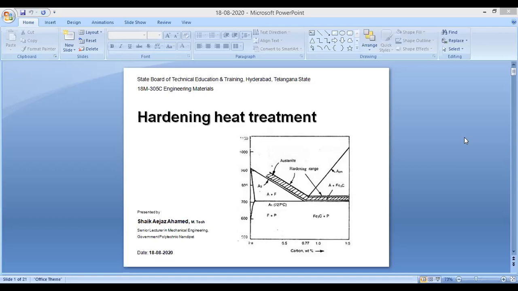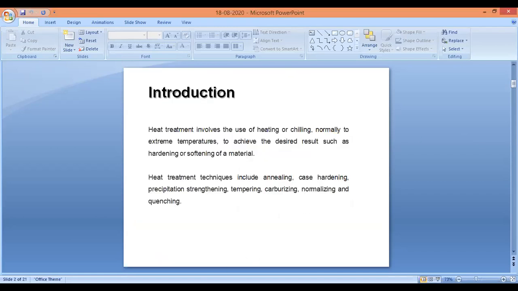Before proceeding to hardening heat treatment, let us understand the meaning of heat treatment. Heat treatment involves use of heating or chilling, normally to extreme temperatures, to achieve the desired result, such as hardening or softening of a material. Heat treatment techniques include annealing, case hardening, precipitation strengthening, tempering, carburizing, normalizing, and quenching.